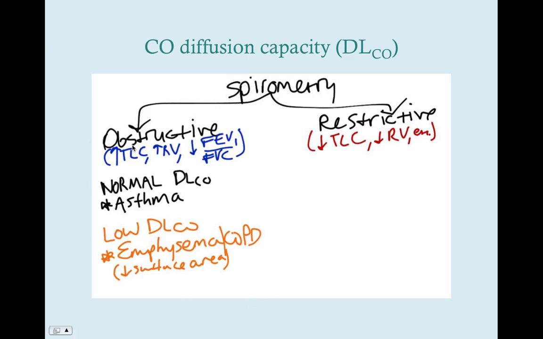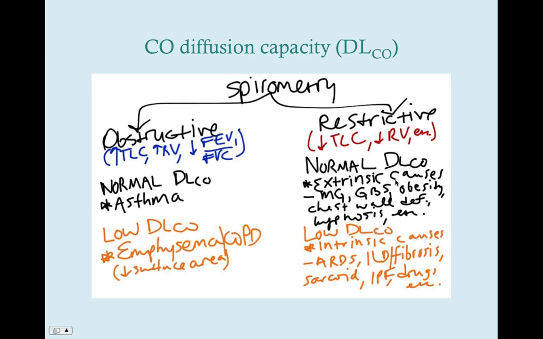With obstructive diseases that have a low DLCO, so a disease of the tissue, that's emphysema. So remember, with emphysema, it's actually a disease of the alveolus, so you have a decreased surface area. And these are the most common obstructive diseases. So remember that an obstructive disease that has a normal DLCO, it's asthma. With a low DLCO, it's emphysema. With restrictive diseases, if you have a normal DLCO, it's likely extrinsic causes.